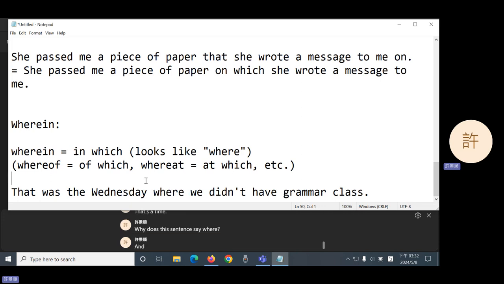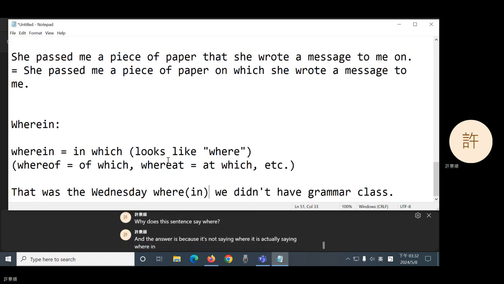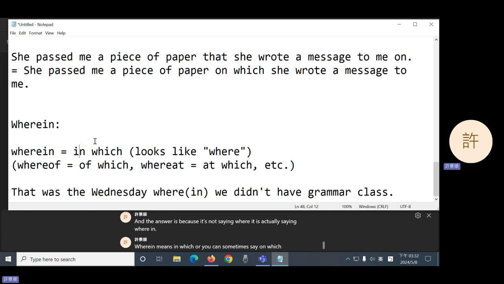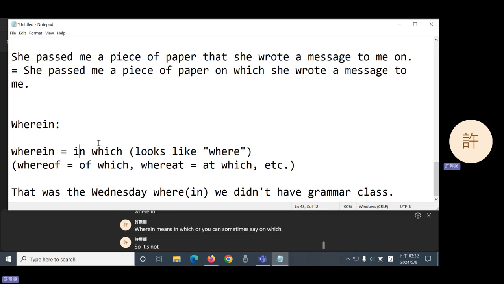And the answer is because it's not saying where. It is actually saying wherein. Wherein means in which. Or you can sometimes say on which. So it's not using place or time. It is using a preposition plus which. It just looks like where.